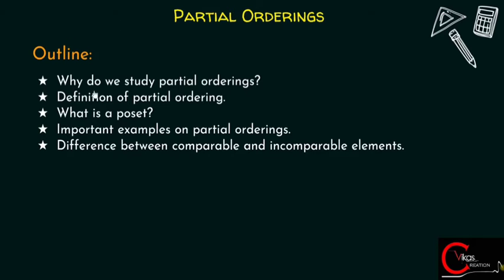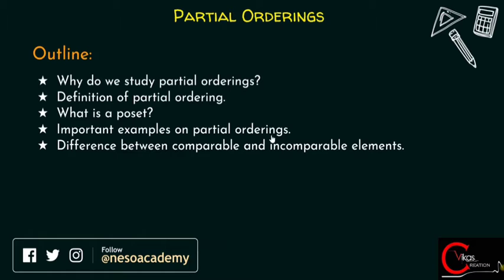Then obviously we will discuss the definition of partial ordering, and then we will understand what is a poset. And it is equally important for us to discuss some examples on partial orderings. After that, we will discuss the difference between comparable and incomparable elements. So without any further delay, let's get started.